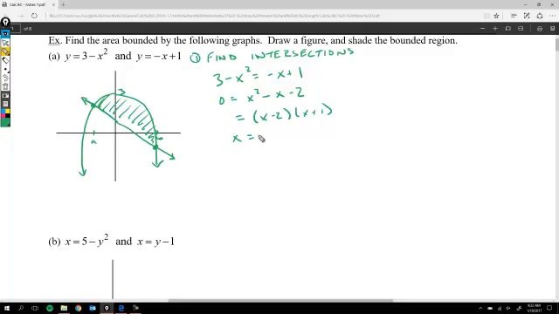I end up getting that x is 2 and negative 1. All right, so I got my two points. The second step is to take the integral of top minus bottom because these functions are in terms of x. So I'm going to take the integral from negative 1 to 2 of my top function, which is my parabola, 3 minus x squared, minus my bottom function, which is my linear function. And all this is with respect to x.